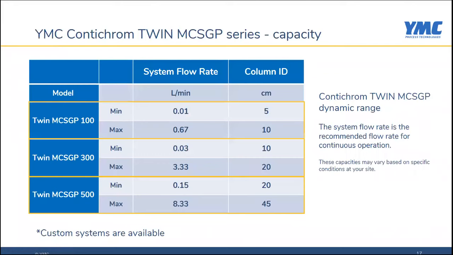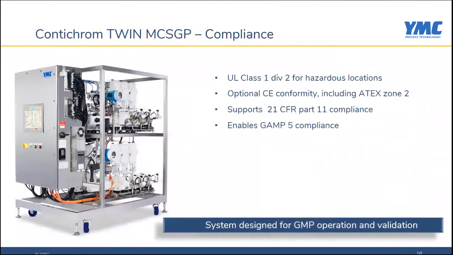As standard, we offer 3 different models with the flow rate up to 8.33 liters per minute and column ID up to 45 centimeters. In terms of technical compliance, the system comes as standard for Class 1 Division 2. So that allows you to run different hazardous buffers and flammable buffers with ease. We also can provide an option for CE conformity, including ATEX Zone 2.